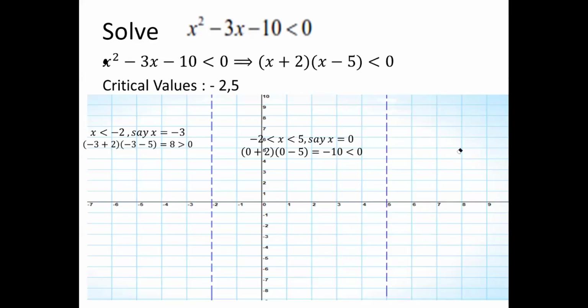You don't have to proceed to this part, but for your own peace of mind, you can try a number greater than 5, right? And I use 6. Put it in there, and what happens? You get 8. And 8 is greater than 0, which is not what you want. So your conclusion, the numbers between minus 2 and 5 is the solution to your inequality.